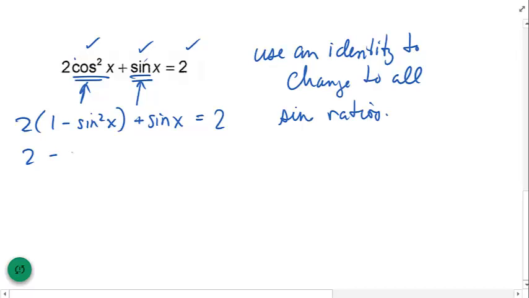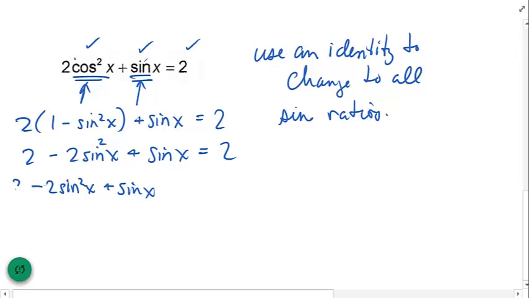Now I distribute the two. And because it's a quadratic, I want to bring all the terms to the left side. So I have 2 sine squared of x plus sine of x. I had the 2 out in front before, and I had -2 from the right side. This 2 and this 2 cancel. I'm left with -2 sine squared of x plus sine of x equals 0.